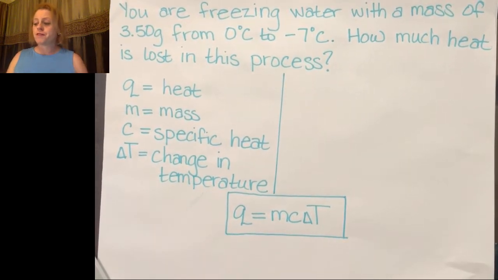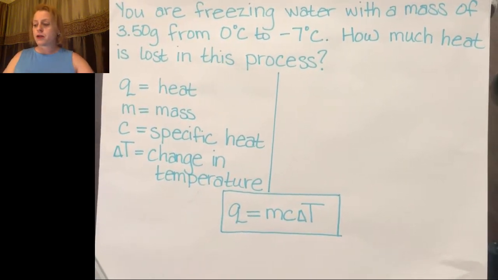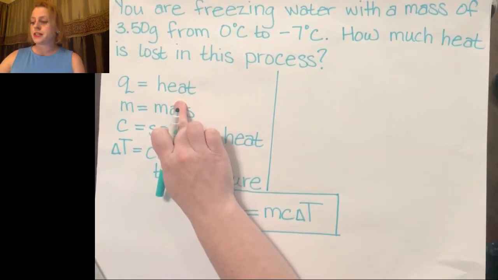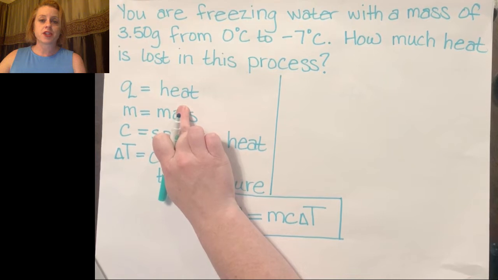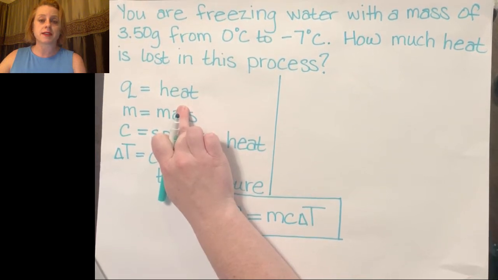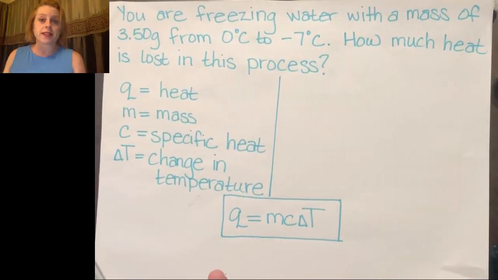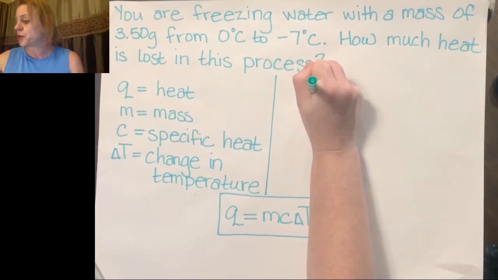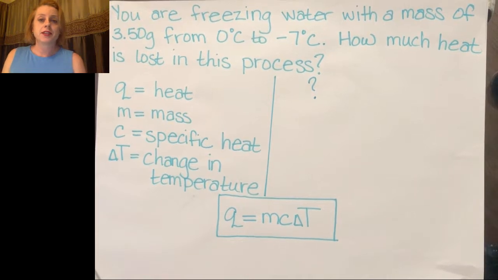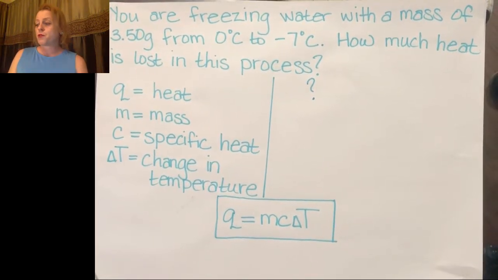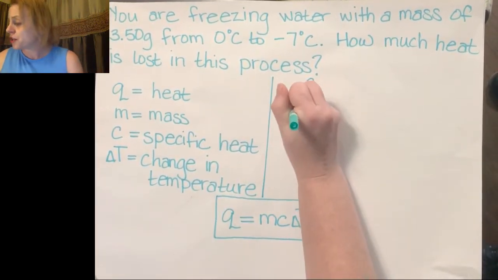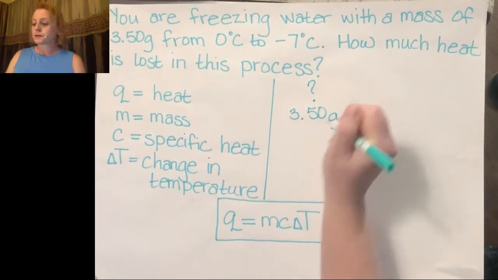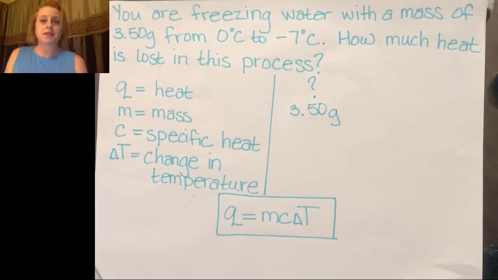So let's fill in our numbers. Q is the heat, and I'm being asked in this question how much heat is lost in the process. So I don't know what Q is yet. That is what I'm solving for. So I'm going to put a big question mark with the Q. M stands for the mass, in this case the mass of the water, which is 3.50 grams. C is the specific heat.